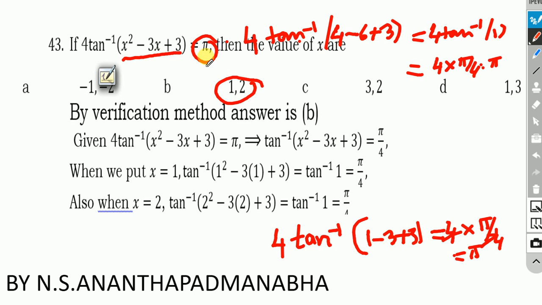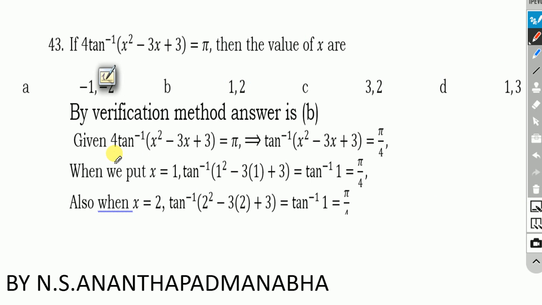So for minus 1, minus 2, or 3, 2 and 1, 3, this will not be valid. So here the answer is given by the verification method. You can verify leisurely for the other options also, which will not hold, but for option B this is true.